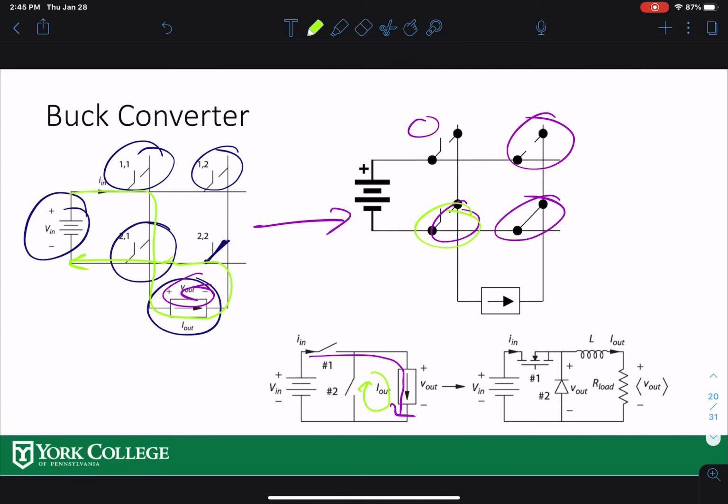Input is voltage, output is current. If you have an inductor connected at the output, you can use it as a temporary current source for the output. This inductor, this combination over here, will be used as a temporary current source, because you cannot change the current in the inductor instantaneously. So that means the input is voltage, and the output is a current source.